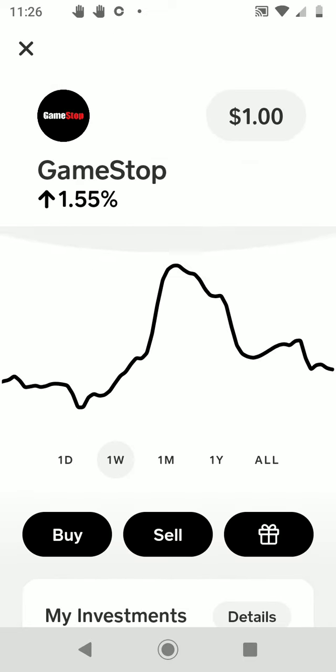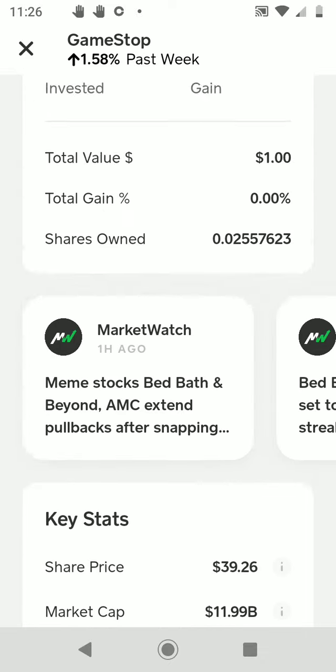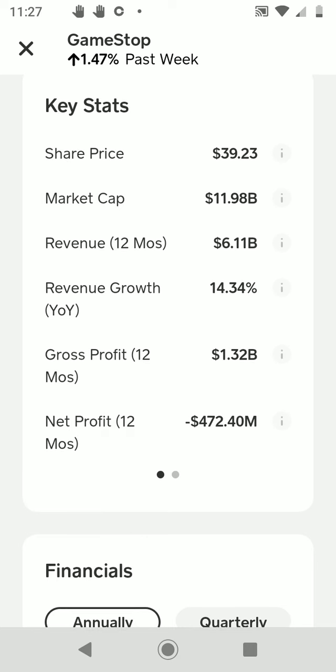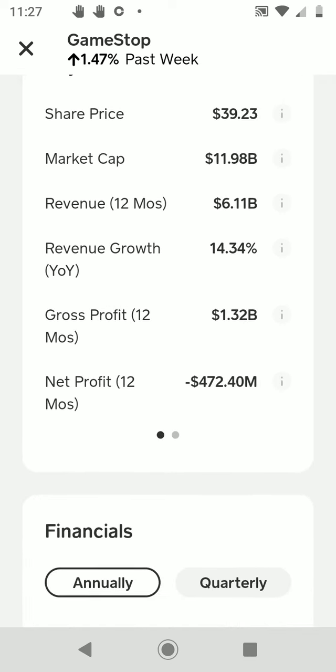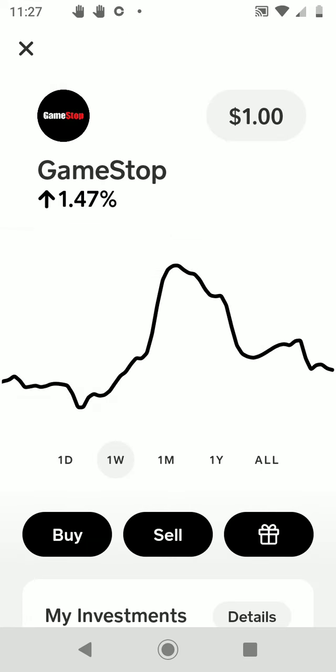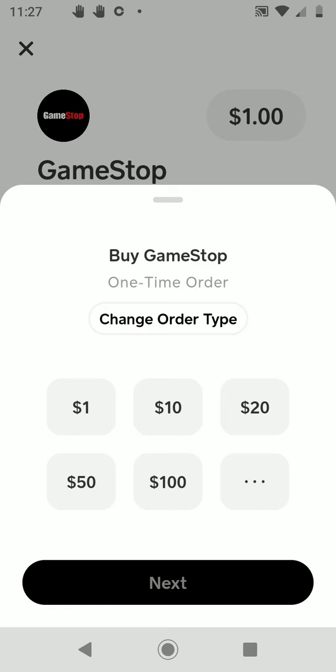So what I'm going to go ahead and do is buy 2 shares, and if you come down here, it gives you a lot of information on each stock when you go into it. 1 share of GameStop right now is $39.23. So I'm going to buy 2 shares. There'd be a few cents left over, but let's come up here to the top, and I'm going to click buy.